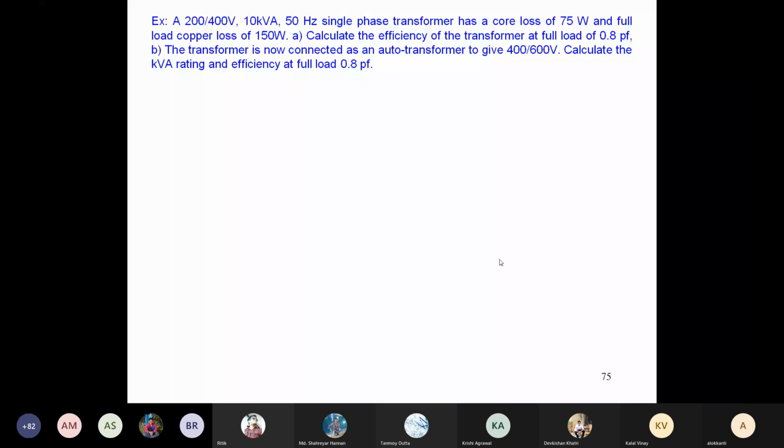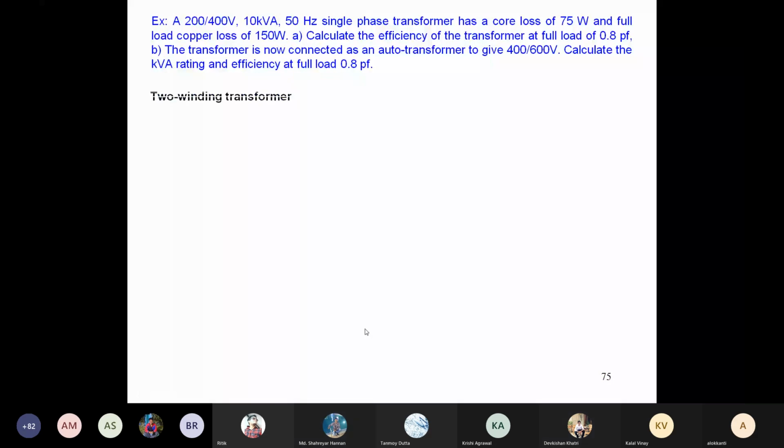But the second part of the question is that the transformer is now connected as an auto transformer to give 400 volts, 400 by 600 volts. So what you do is take one coil and put it on top of the other to make the auto transformer. Calculate the kVA rating and efficiency at full load of 0.8 power factor. It's a nice problem. In the same problem, you are getting tested for two-winding transformer concepts as well as for the auto transformer principle. All of you can see? Yes, sir.